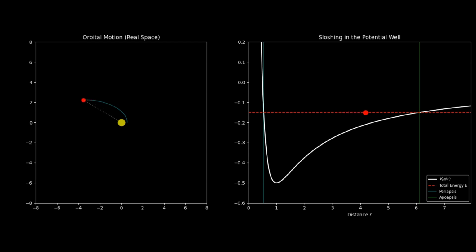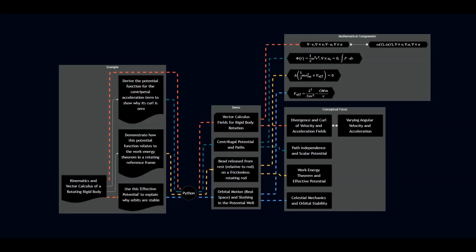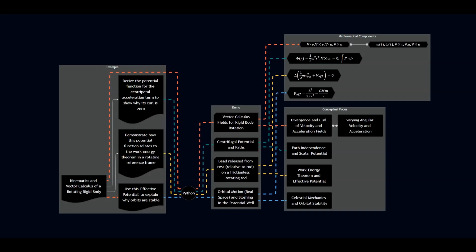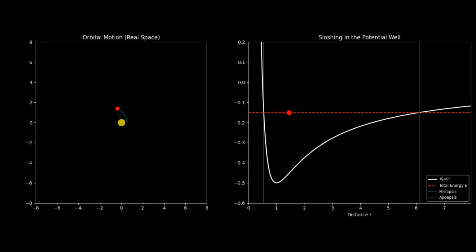However, as the planet gets closer to the Sun, its spin rate increases to conserve angular momentum, causing the outward centrifugal push to grow much faster than the gravitational pull. This creates an impassable centrifugal barrier that acts as a physical shield, preventing the planet from ever crashing into the center. A stable orbit is simply a planet sloshing back and forth within this protective valley, trapped between the gravitational tether and the centrifugal shield.